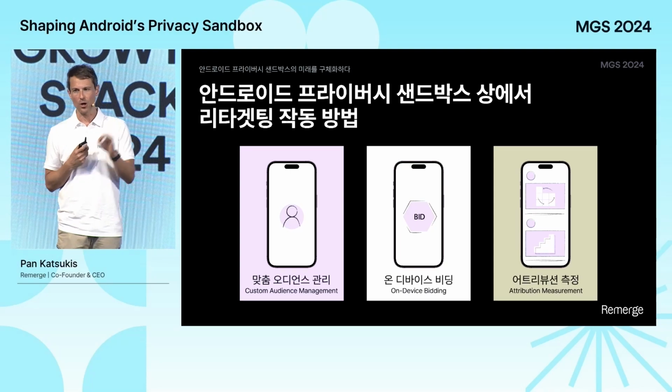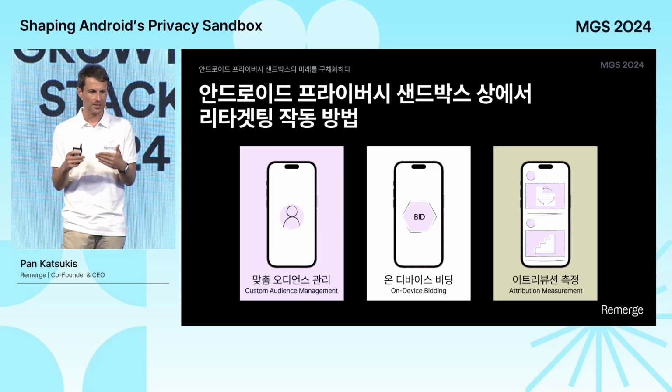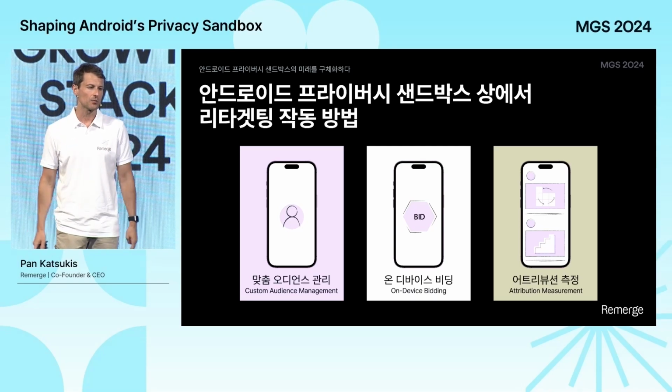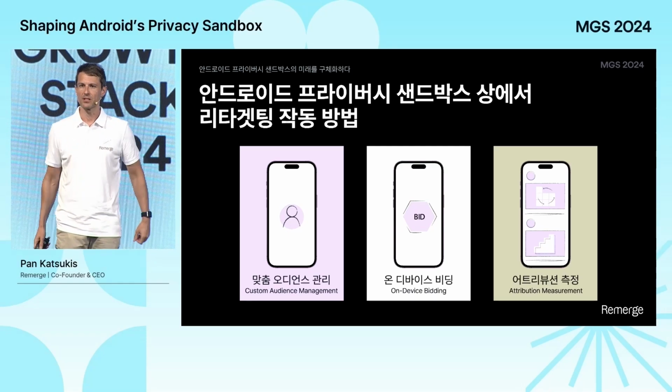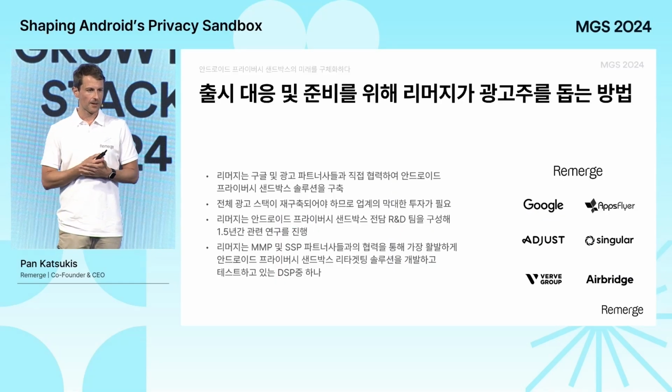Then also how an auction is being done on the device, because that's also being done on the device. You're not having server to server now doing all the bids, but it's happening on the device. So the on-device bidding, how it works, and also the new measurement of attribution, and the reporting about it.